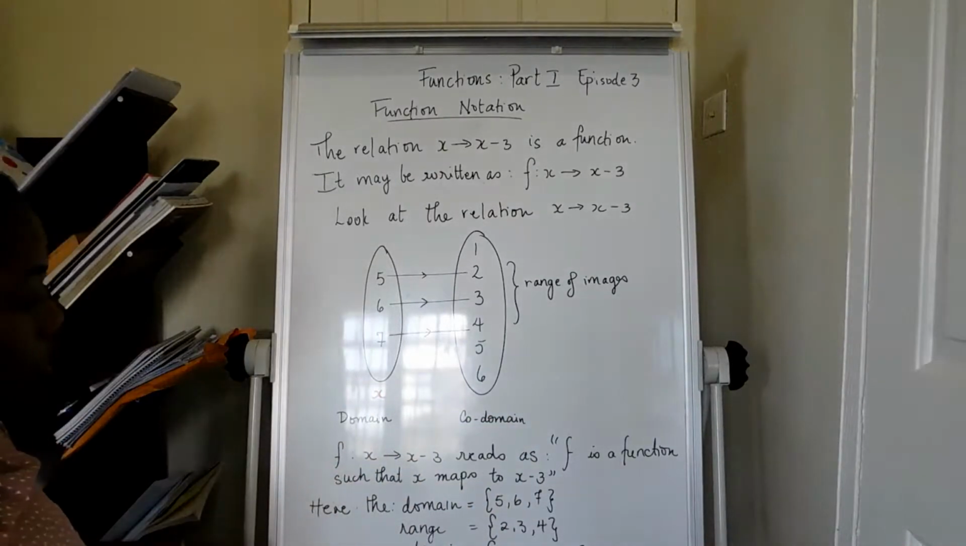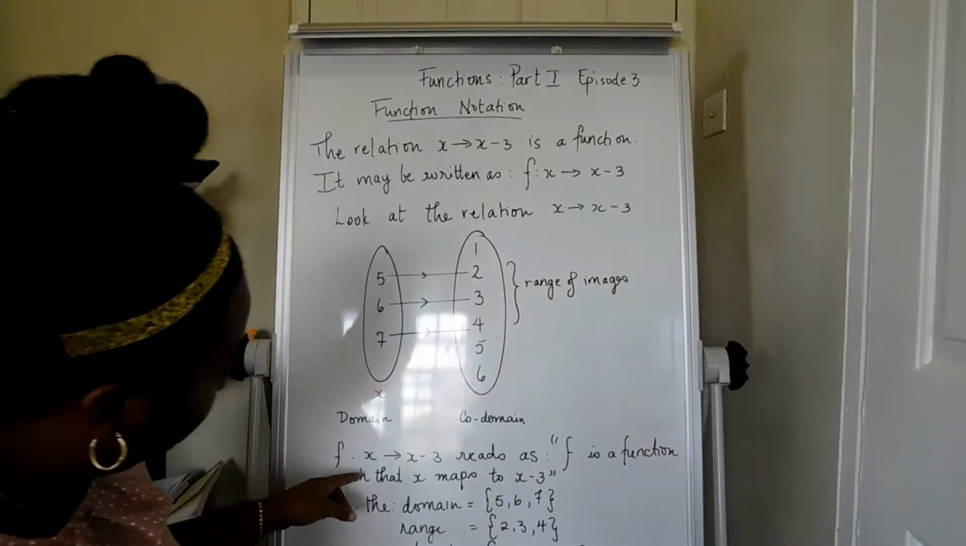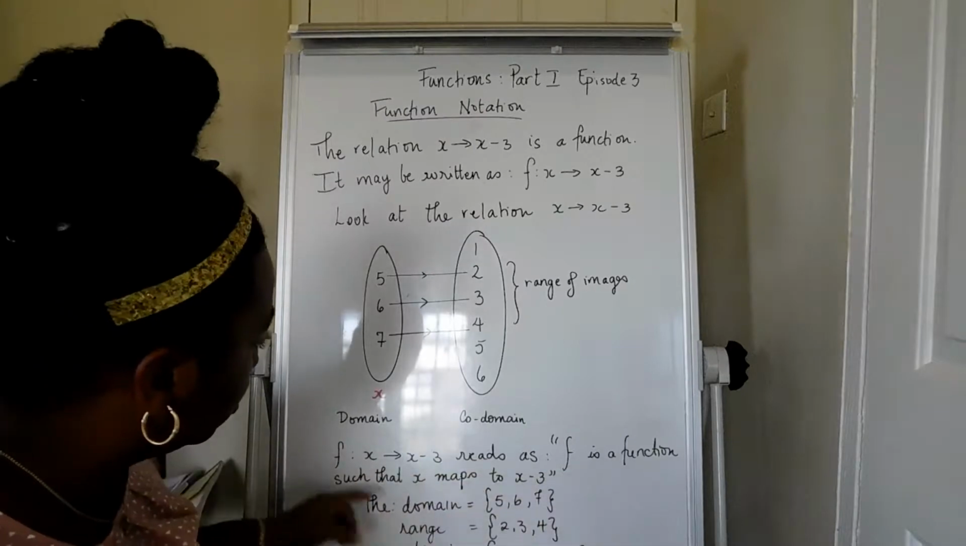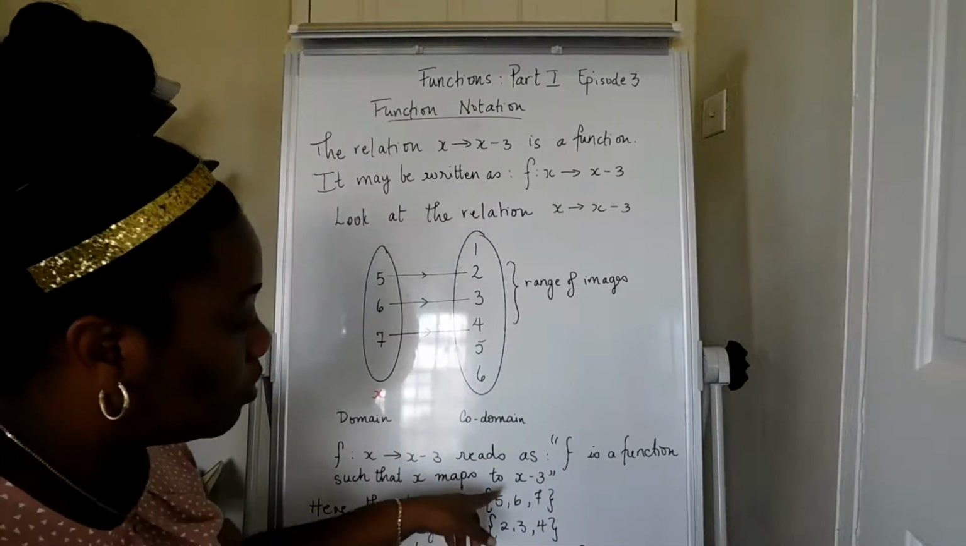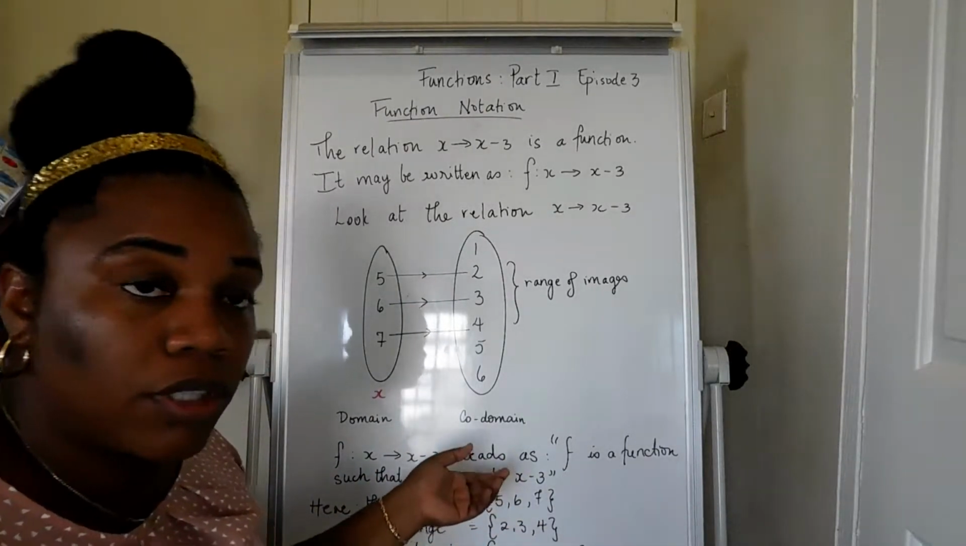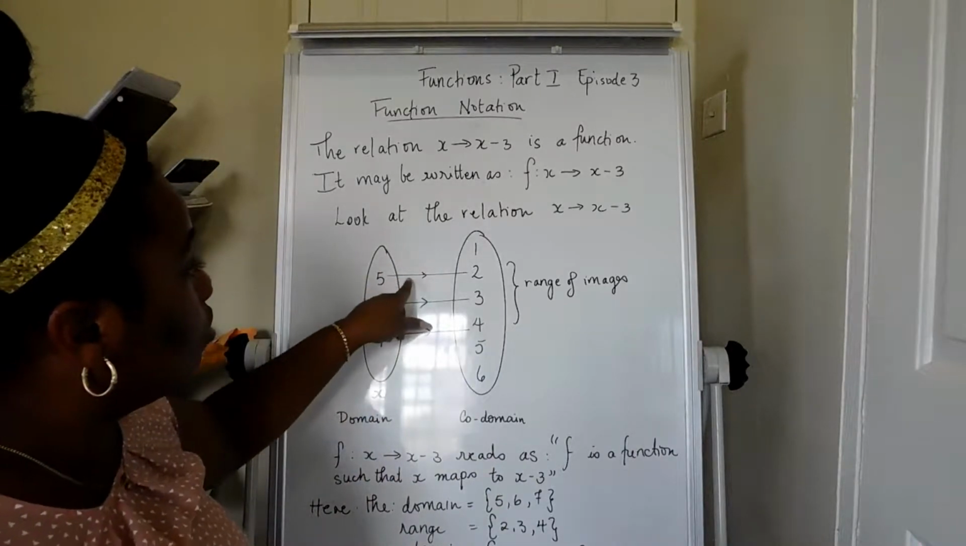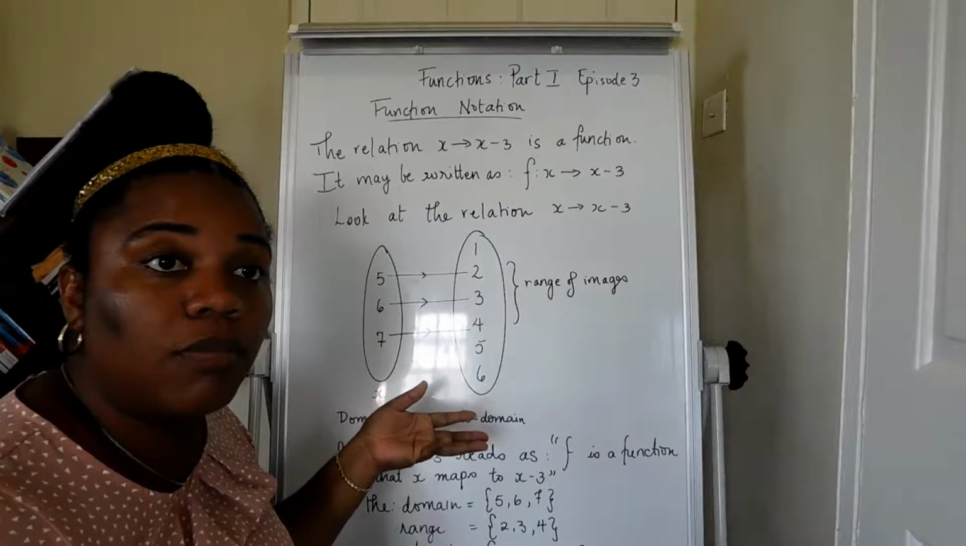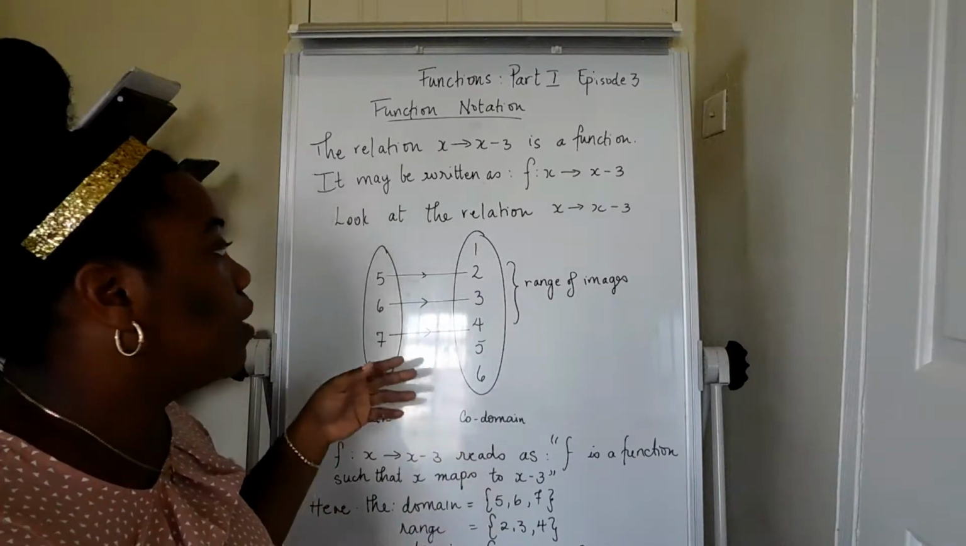So here we have now f of x minus 3 reads as f is a function such that x maps to x minus 3, which is what we did. So these arrows represent the mapping. So you would have heard me in other videos talking about this maps to this. I'm speaking about the arrow.